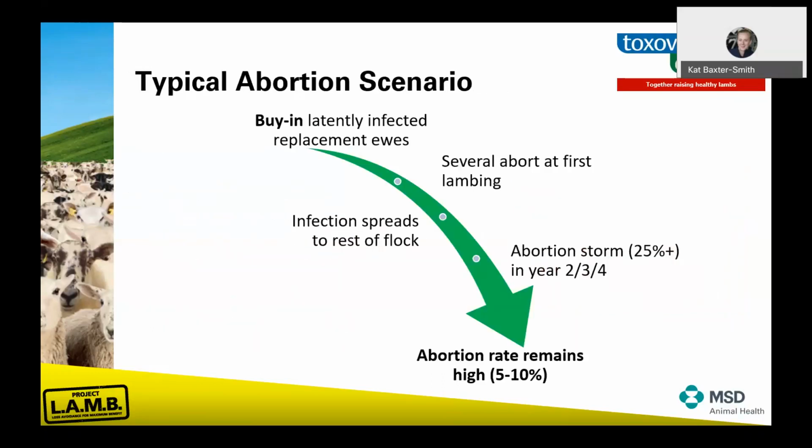So yeah, like I said, you buy in these latently, or somehow you get hold of these latently infected replacement ewes. It's normally from buying in, to be honest, because you can't tell that they've got Enso, they look normal, so you buy them in. So a few abort at the first lambing, maybe you just think, oh, it's just a bad year, don't worry about it. Infection spreads to the rest of the flock, and then you get abortion storms in subsequent years, and abortion rate remains high.